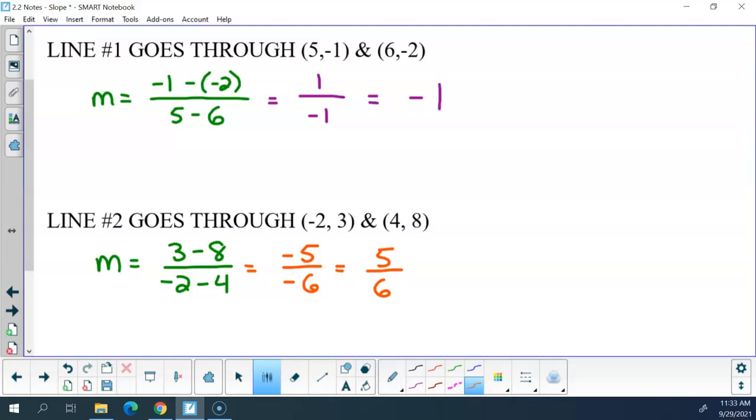Are those slopes exactly the same? No, so it's not parallel. Are those slopes opposite reciprocals? No. So if they're not the same and they're not opposite reciprocals, then the answer is these two lines are neither parallel nor perpendicular.